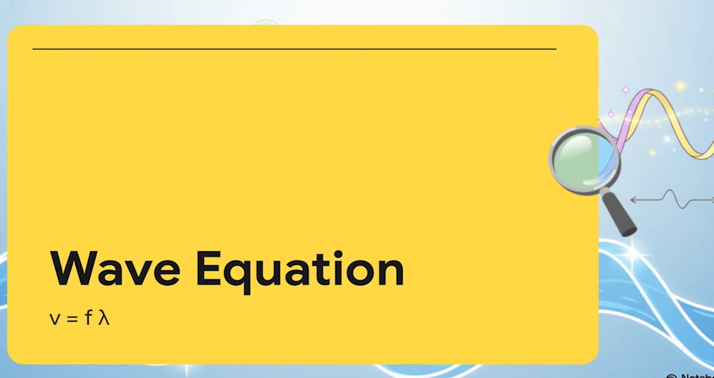So what does this all mean? It brings us to this massive equation, V equals F times lambda. I want you to write this down inside a big, bold box in your notebook. It's the ultimate wave equation, and it literally unlocks so many answers in integrated science.